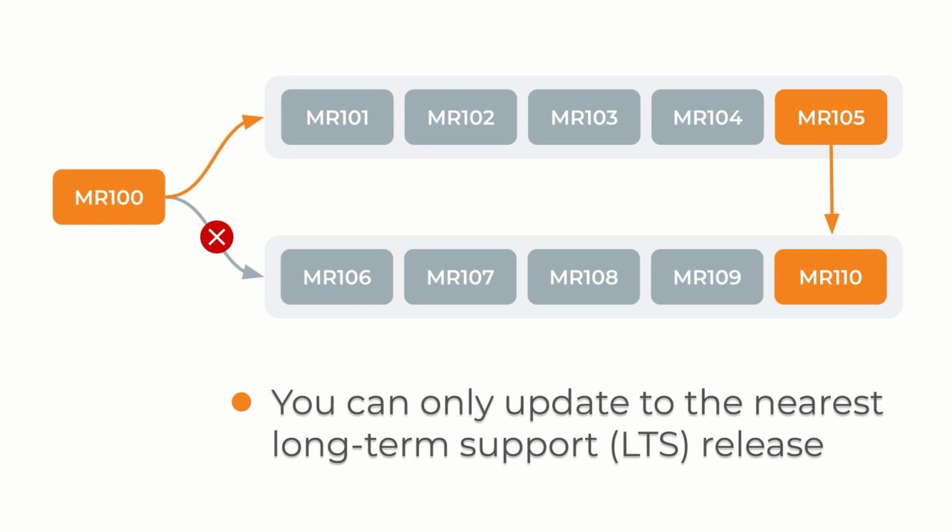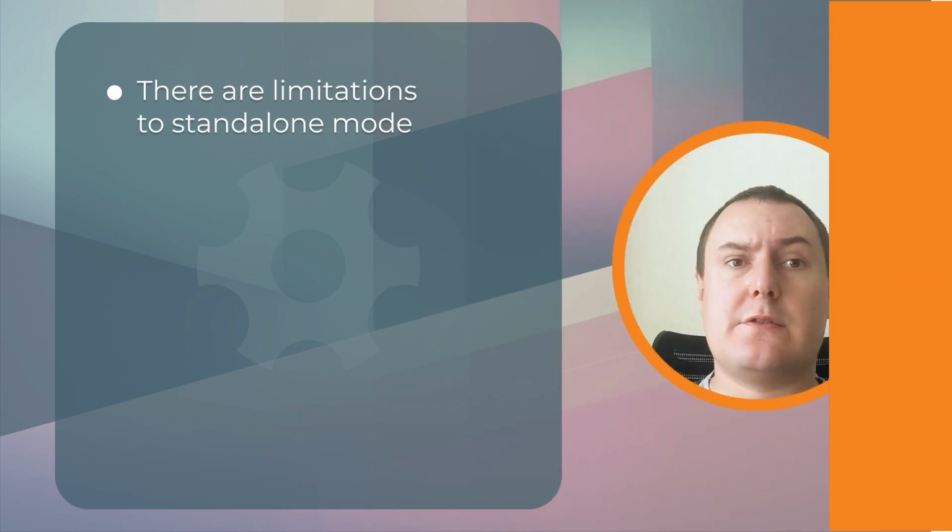For example, if your system version is MR83 and you want to jump to MR95, you first need to update to MR85, and then to MR90, and after that to MR95. If something goes wrong during any of these updates, you can perform a rollback to the previous release version.